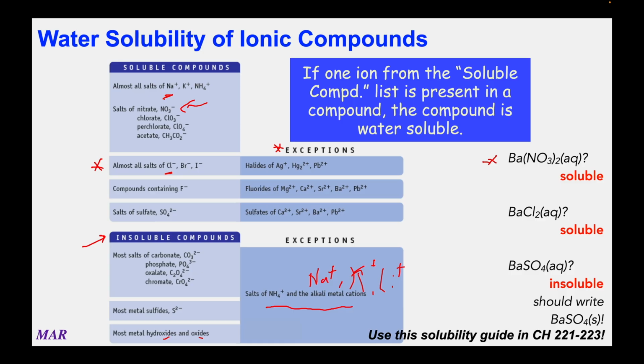However, if I asked you about barium sulfate, sulfate's down here at the bottom. It's usually soluble, but there are some exceptions. And when you look over there, notice that barium is one of the exceptions. So BaSO4 is insoluble. It is not soluble. We should write it as BaSO4 solid, okay? So this is how it works.